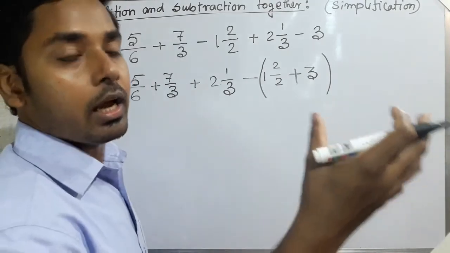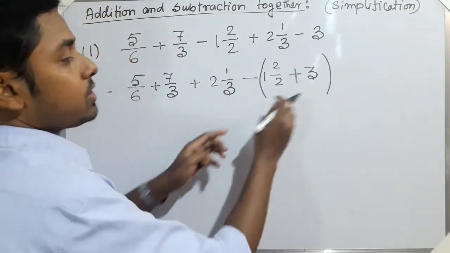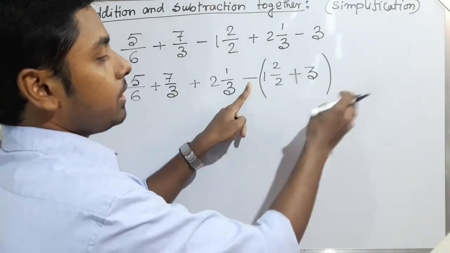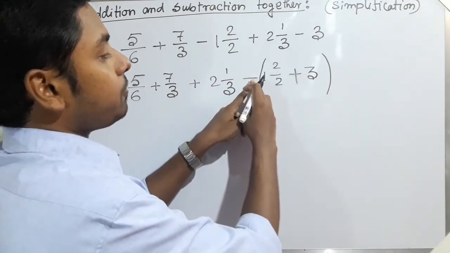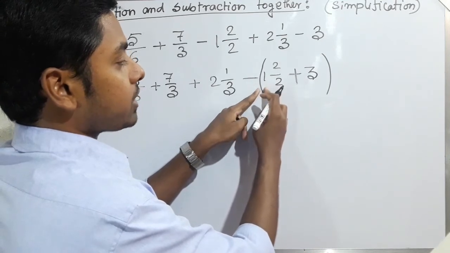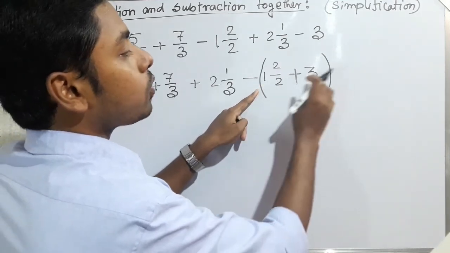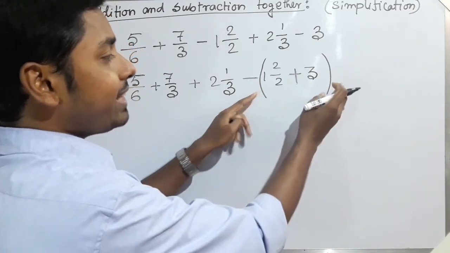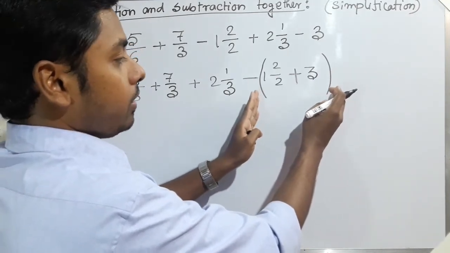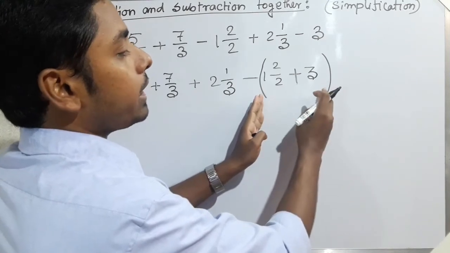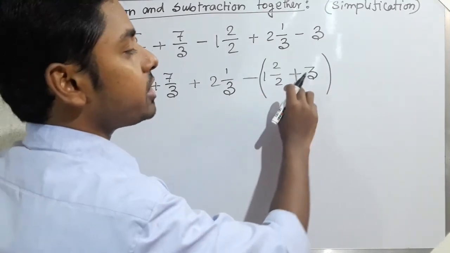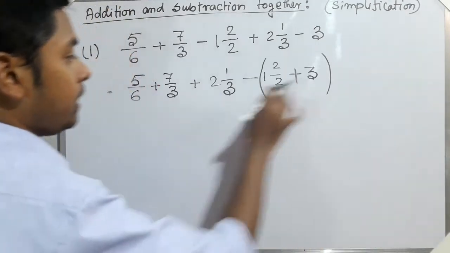And how to do it? First of all, after arranging plus and minus, after the first minus sign and before the fraction, you have to take a bracket and close the bracket after all the numbers. Then within the bracket only, all the negative signs you have to change into plus.